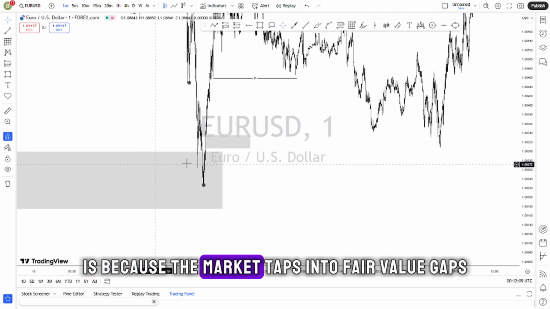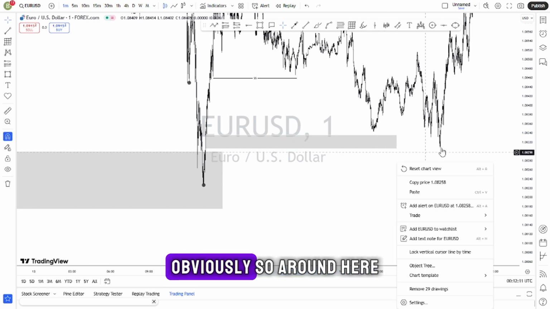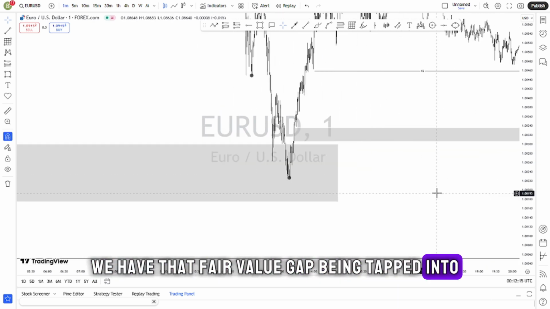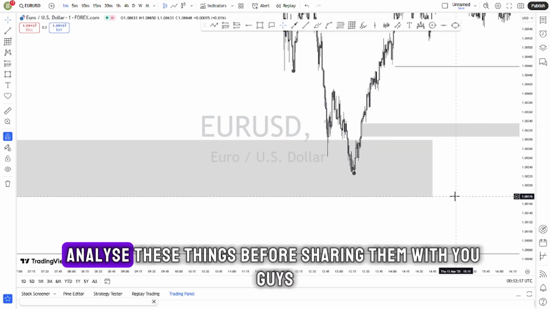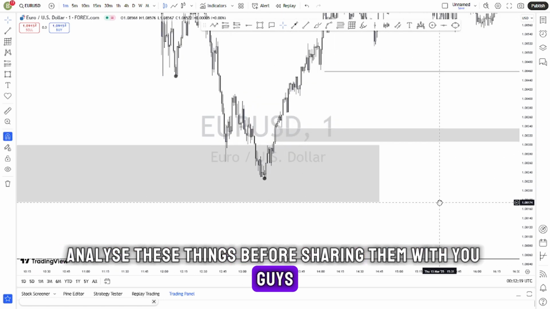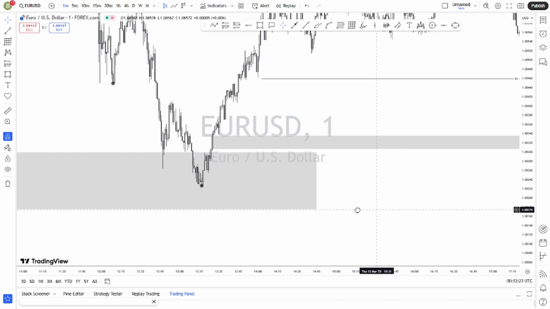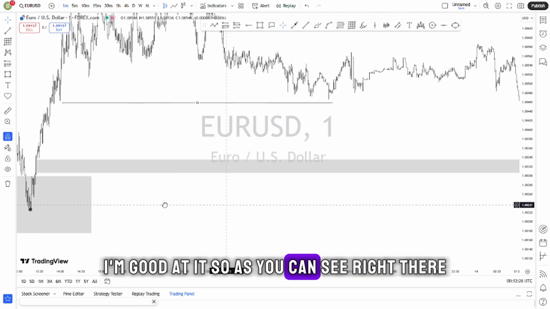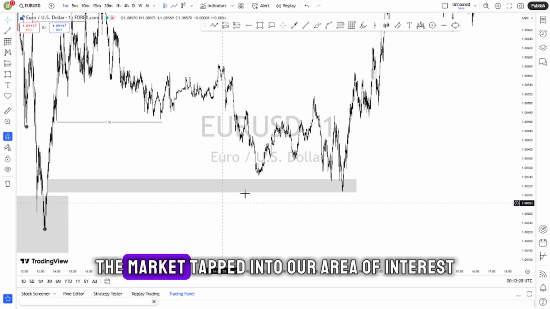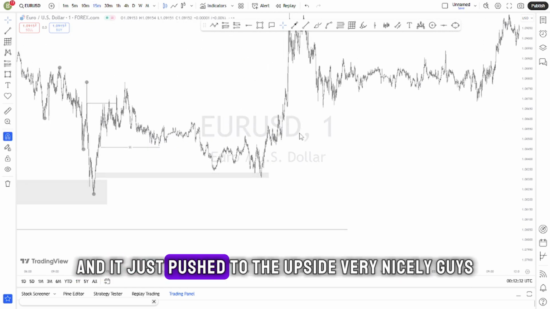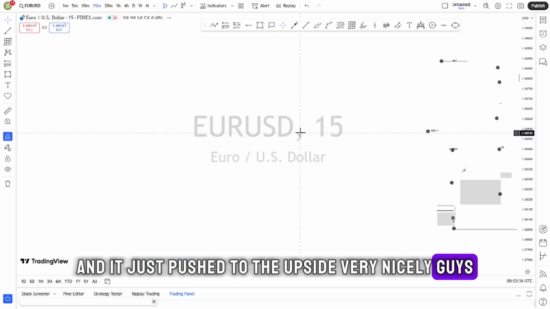extend it to the current market structure, because the market taps into fair value gaps, obviously. So around here, we have that fair value gap being tapped into, and I didn't analyze these things before sharing them with you guys. It's just knowledge. When it comes to smart money, I'm good at it. So as you can see right there, the market tapped into our area of interest, and it just pushed to the upside very nicely, guys.